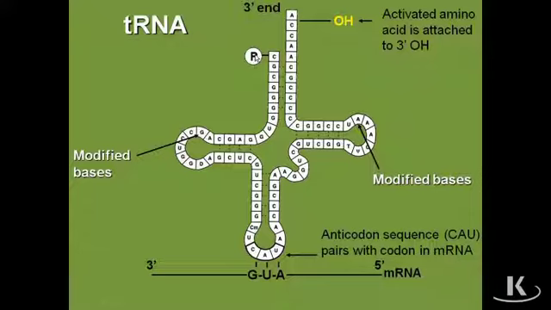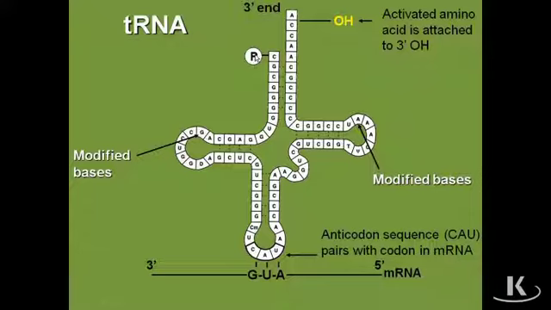And finally, we come to transfer RNA. So we talked about messenger RNA. We talked about ribosomal RNA briefly. Now we're going to talk about transfer RNA. Transfer RNA, you can see that it has this clover leaf-like structure. There's 3 leaves. It must not be a very lucky clover. It's just 3 leaves to the clover.